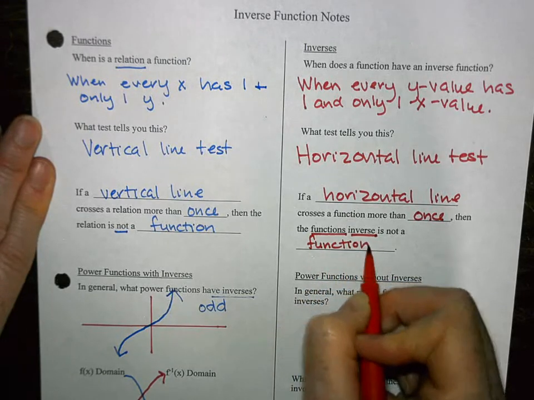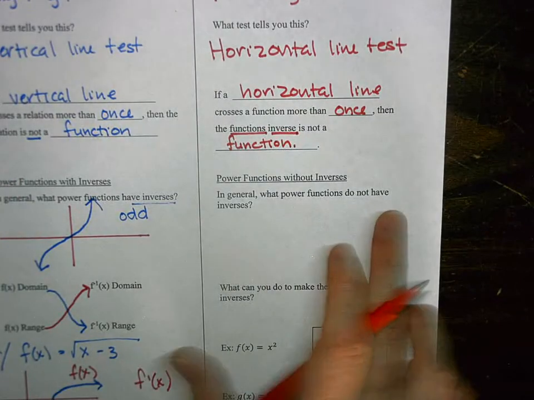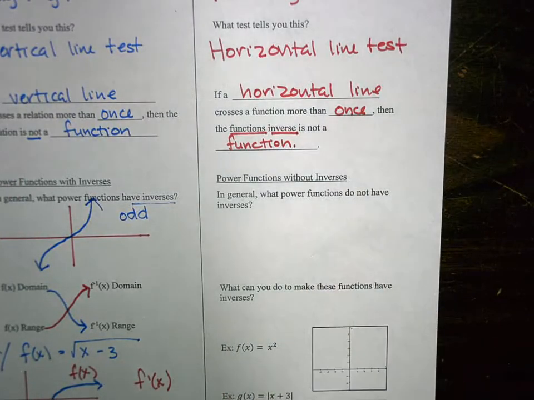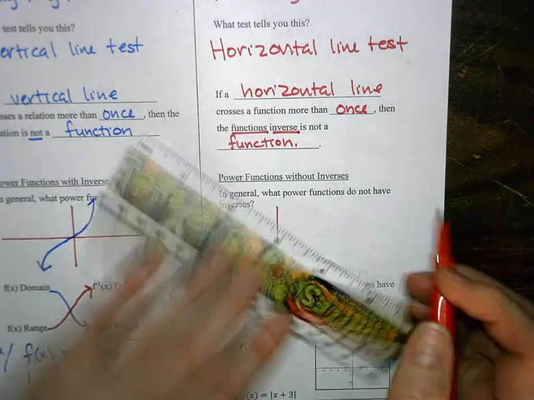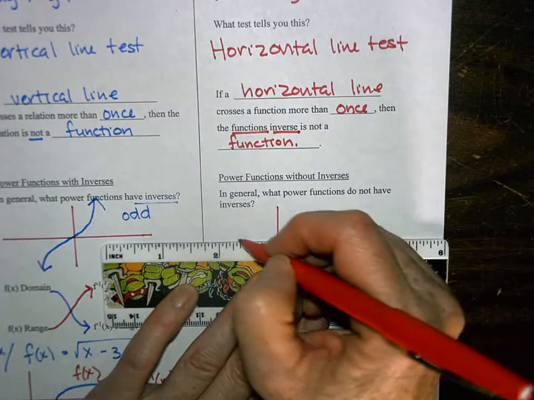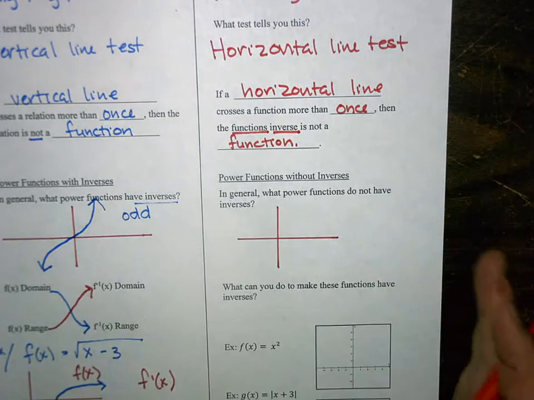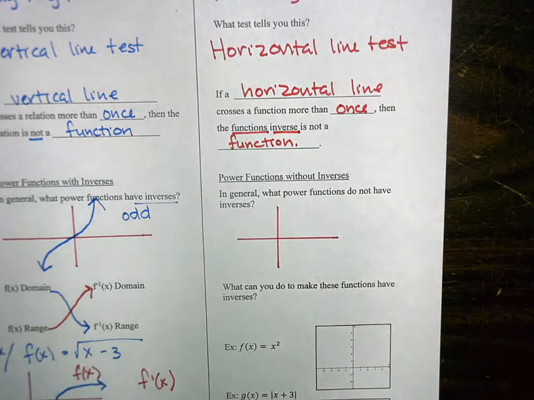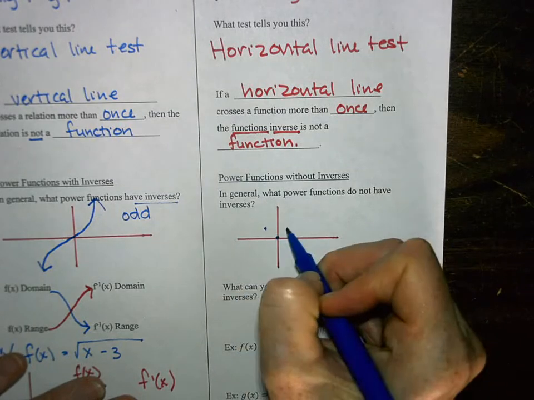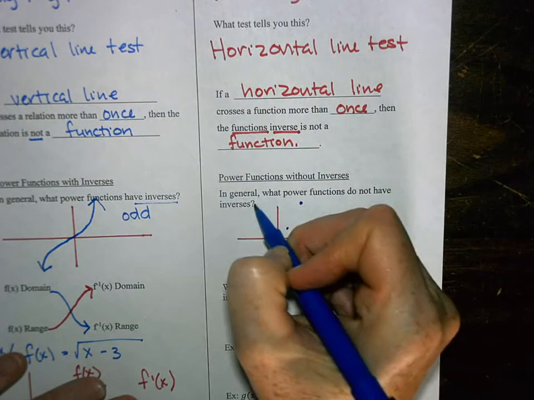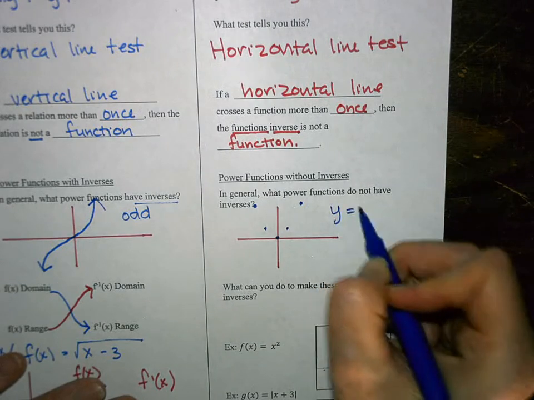Let me draw a picture because pictures speak louder. So in general, what power functions do not have inverses? Draw your little axis here. And let's look at even powered functions. y equals x squared.